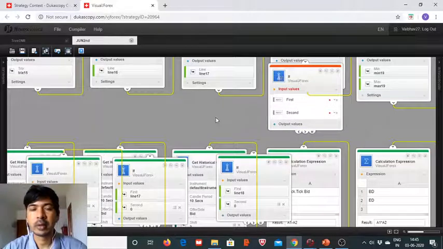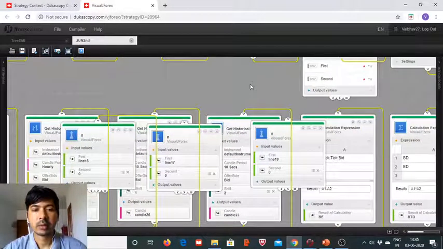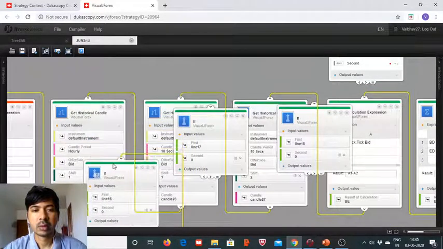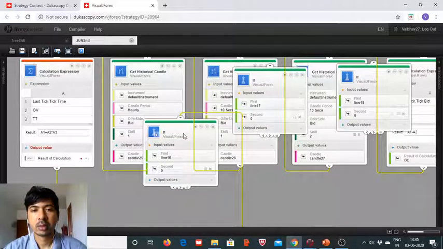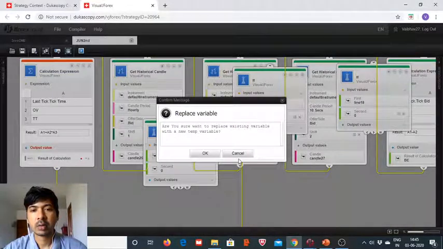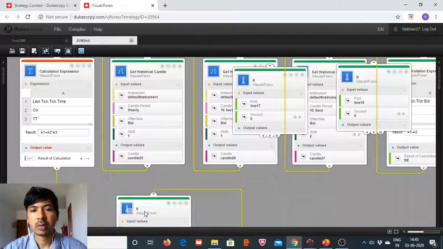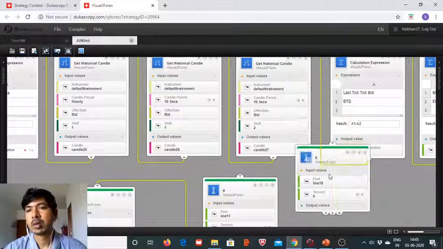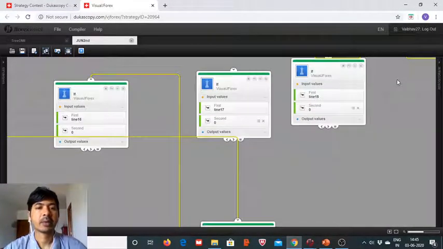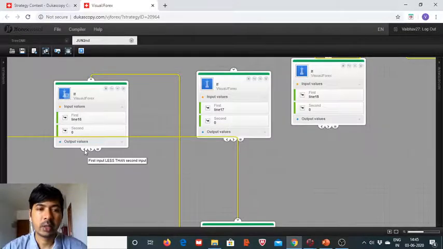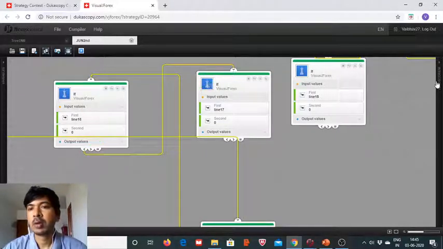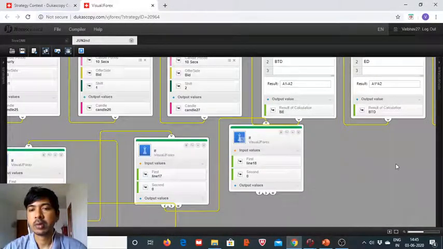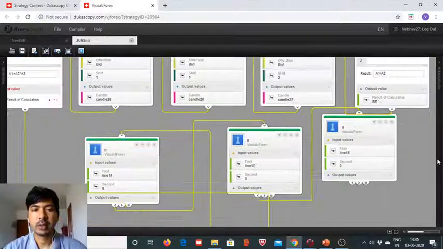and here is the requirement. Line 16 should be less than 0, line 17 should be less than 0, and then line 18 should be less than 0.